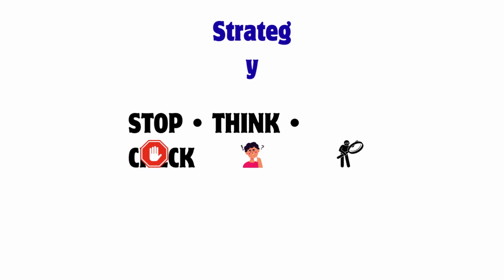Giving students a simple strategy like stop, think, check helps them remember what to do when they encounter AI-generated content. This keeps the process clear and developmentally appropriate. Next, we're going to model a short mini lesson that you can use with your students.